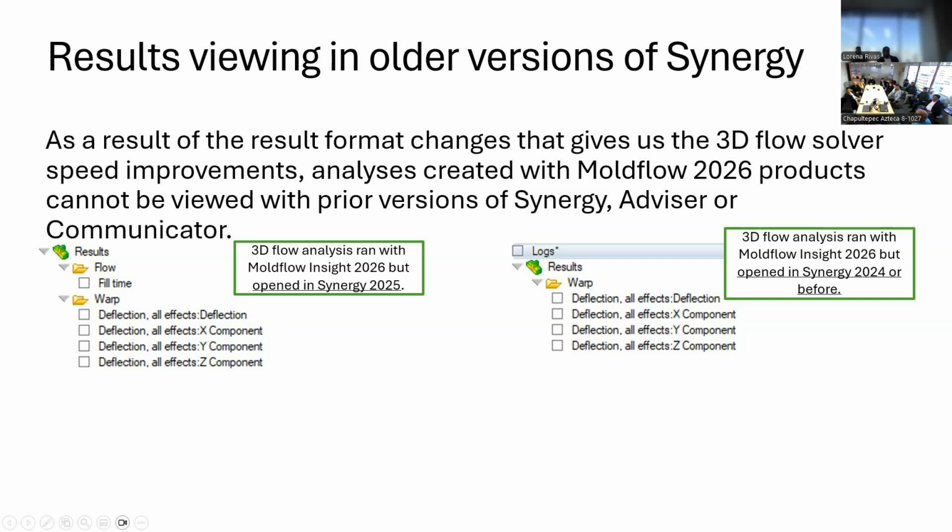The other way around, if you have a data set that's created in 2024 and 2025 or before and read it into 2026, no problem. Just data that you generate now is not backward compatible with the previous versions of Synergy. So the same thing goes for Communicator, right? So just really important to be aware of.